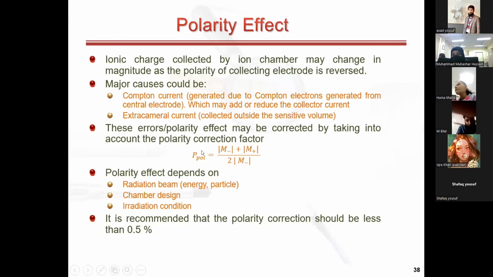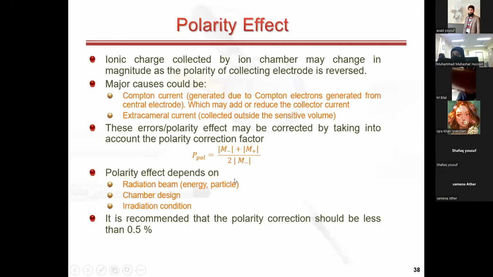This polarity effect can be corrected by applying a polarity correction factor using this formula, and it depends upon the radiation beam, that is energy and particle. Polarity effect is high for electron beams and low for photon beams, and it is also low for high energy radiation. It also depends upon the chamber design. For example, for a Farmer type chamber it is usually very small, but for small field chambers, the polarity effect is very high in small fields.